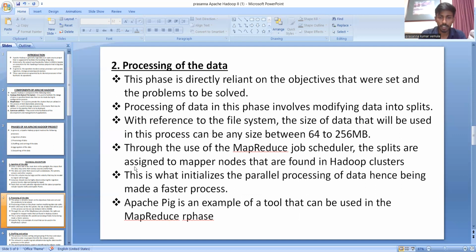Processing of the data. As we move forward, the data processing phase awaits us. We'll witness how data is split and processed based on the project objectives. The MapReduce paradigm and the use of Apache Pig contribute to the success of this phase. By leveraging parallel processing, Hadoop optimizes data analysis, enabling faster results.